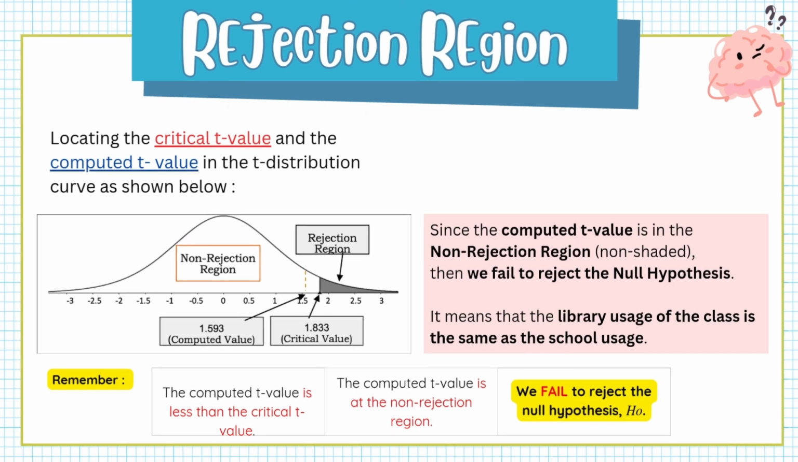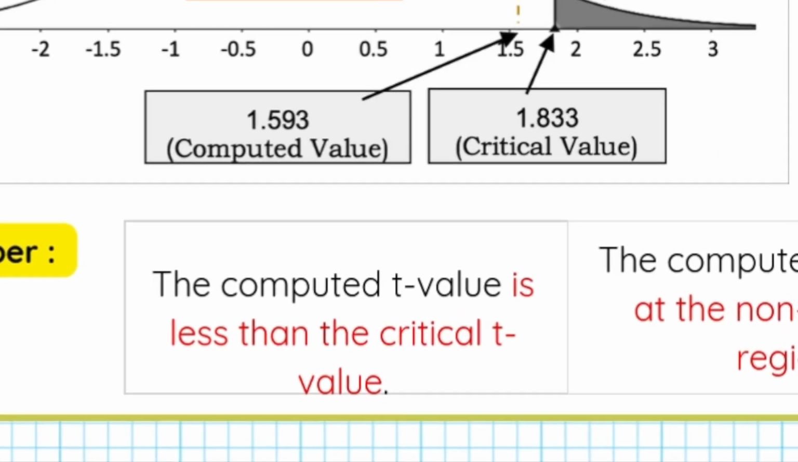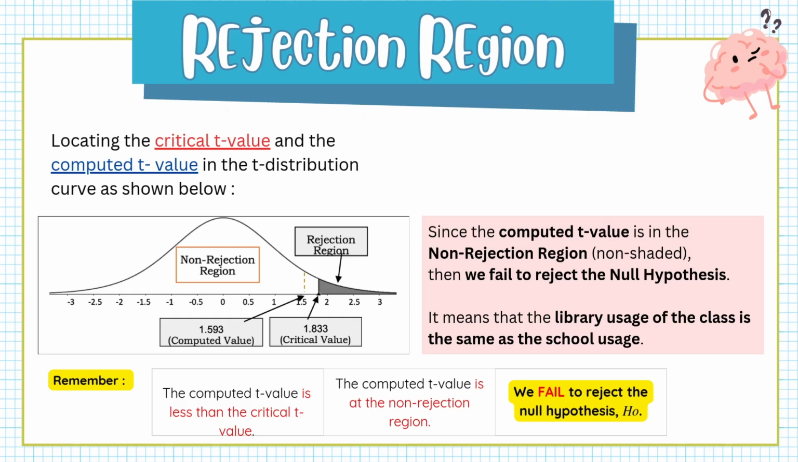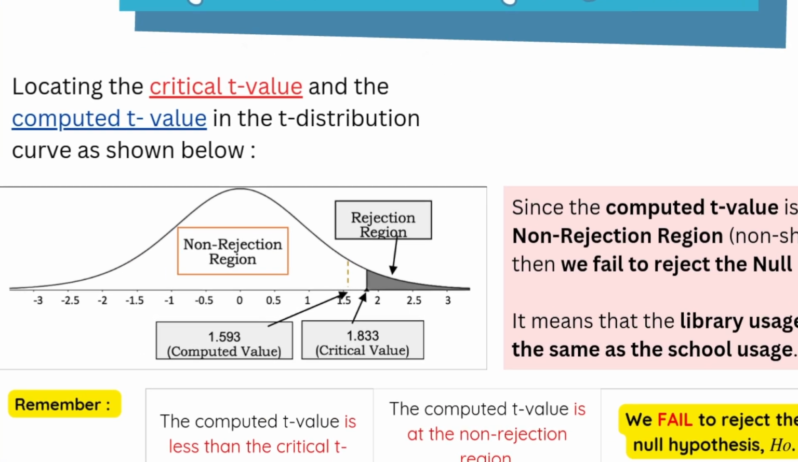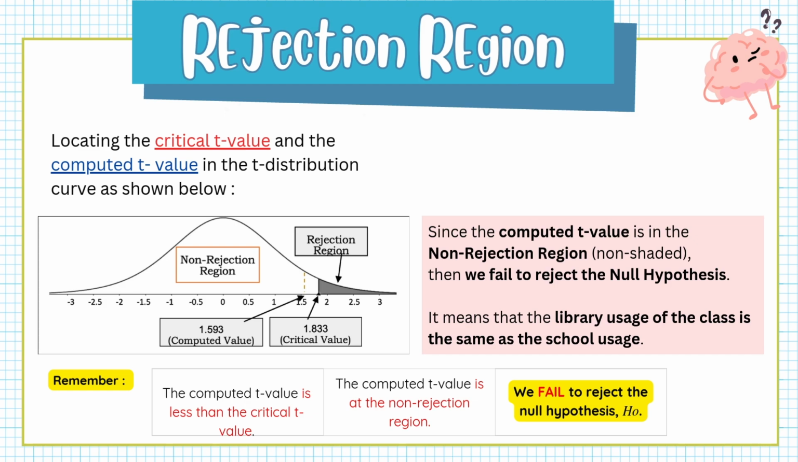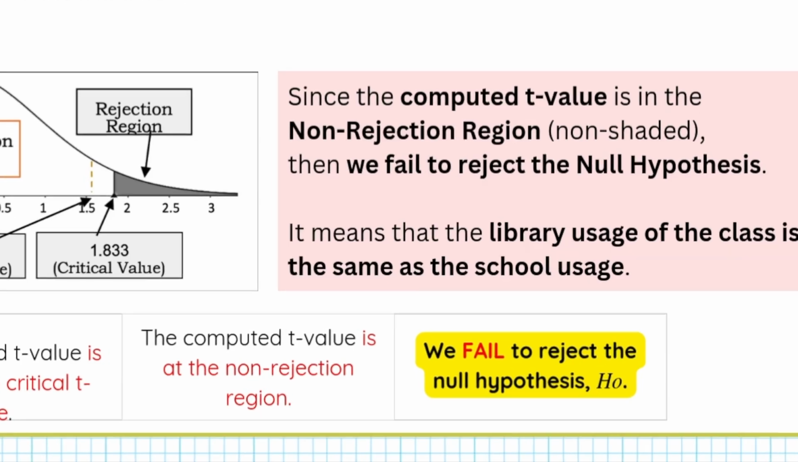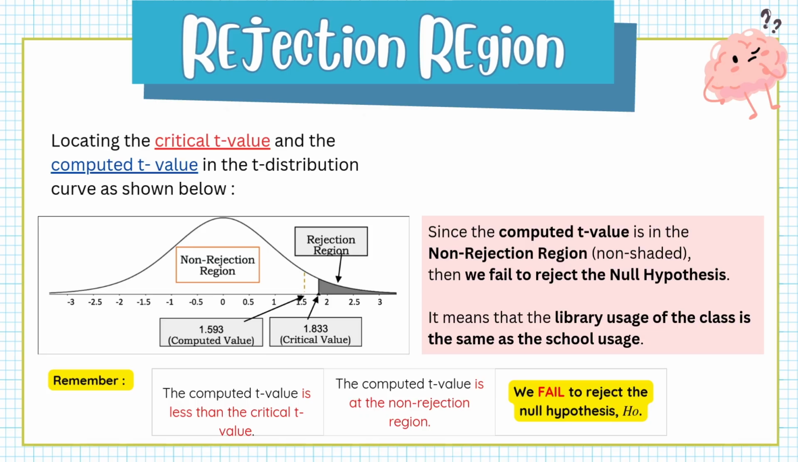Remember that if the computed t-value is less than the critical t-value, or the computed t-value is at the non-rejection region here, then our conclusion will be we fail to reject the null hypothesis.